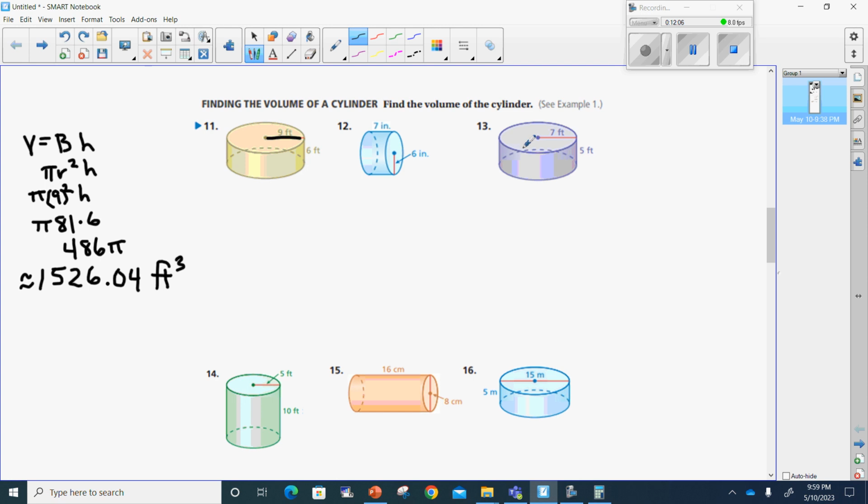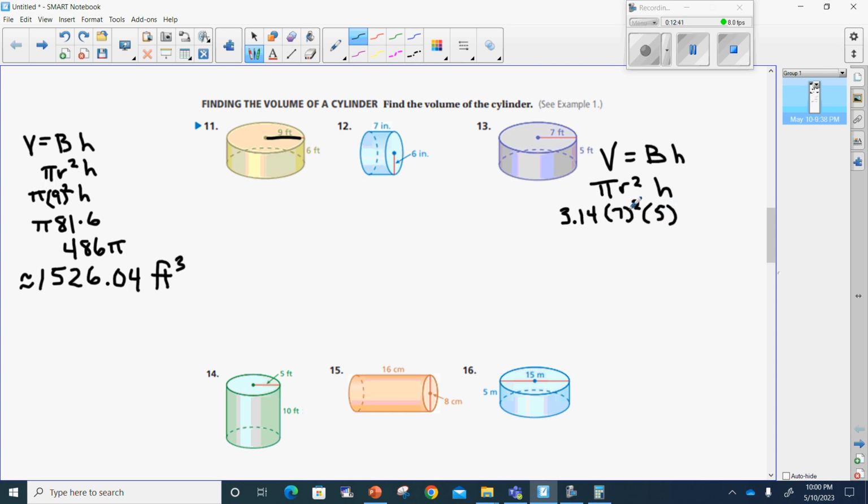Number 13 is next. Again, I'm going to use my volume formula. Volume equals the base times the height. The base, again, is a cylinder. So, again, it's going to be pi r squared. And we're going to multiply that to the height. All right, pi r squared is basically going to be 3.14. The radius is 7. So we'll put 7 squared. And the height is 5, so times 5.